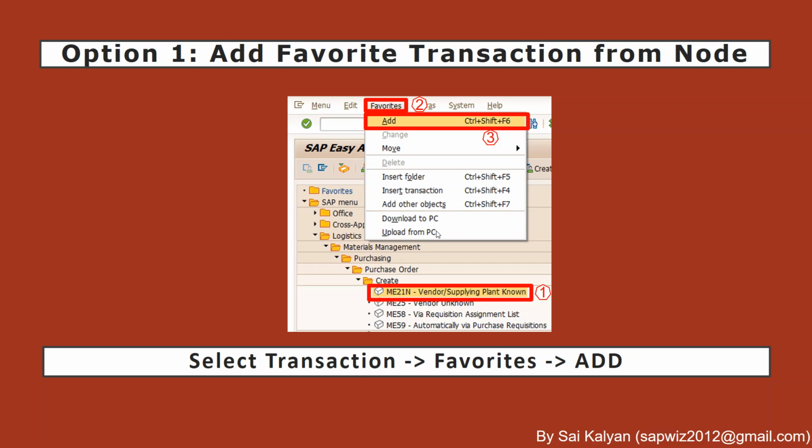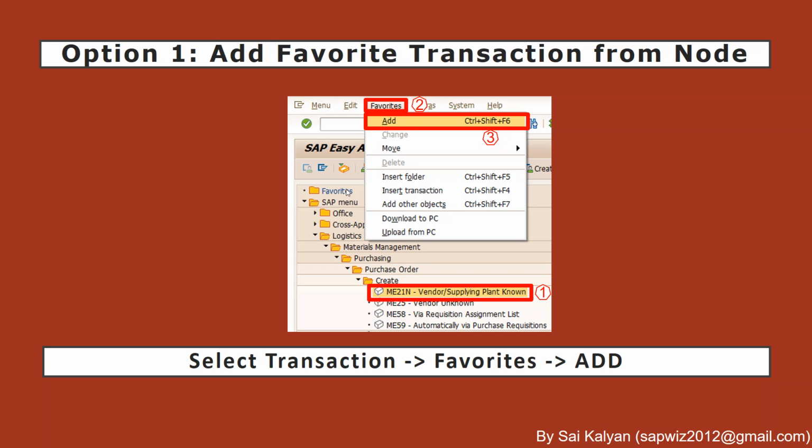Whenever you want to maintain any SAP menu, you have different options for doing this. First of all, you have to go to the transaction that you want to consider as a favorite. For example, in this screenshot, if you see ME21N, I have made sure that I have selected that. Then, in the menu bar, there is a favorites button. You click on that favorites button and then you see the option of add. Once you do this, it will come under the favorites.